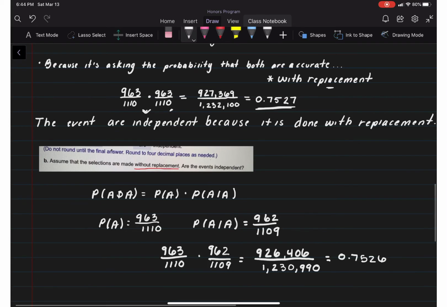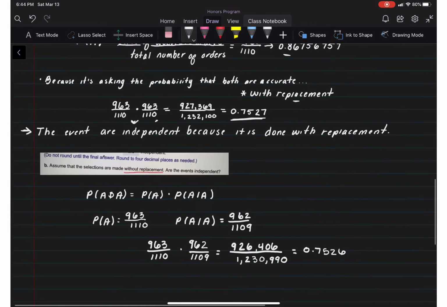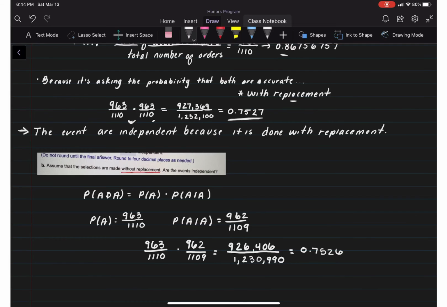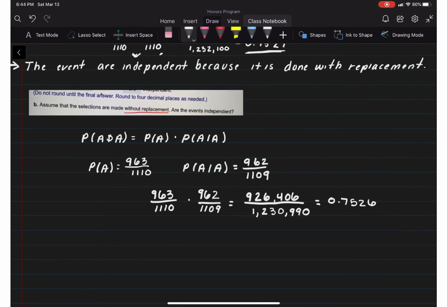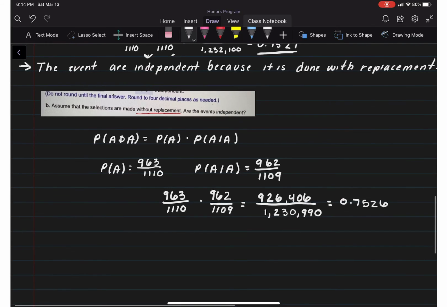Again, this is important. The events are independent because it is done with replacement. They always go together. Independent, replacement, dependent, without replacement. So the next question is, assume that the selections are made without replacement. Are the events independent? So we go back and we use the other formula.